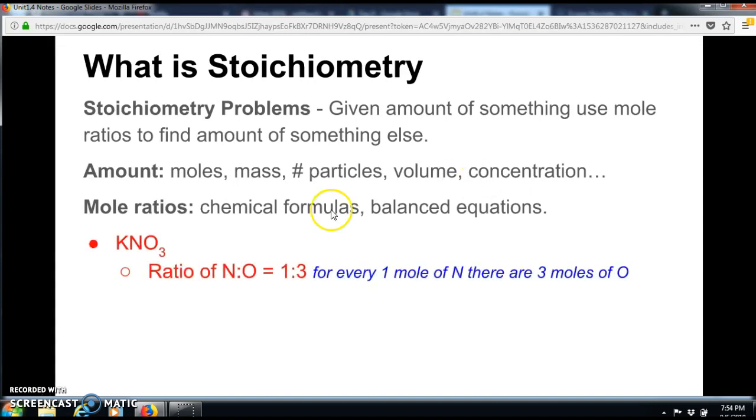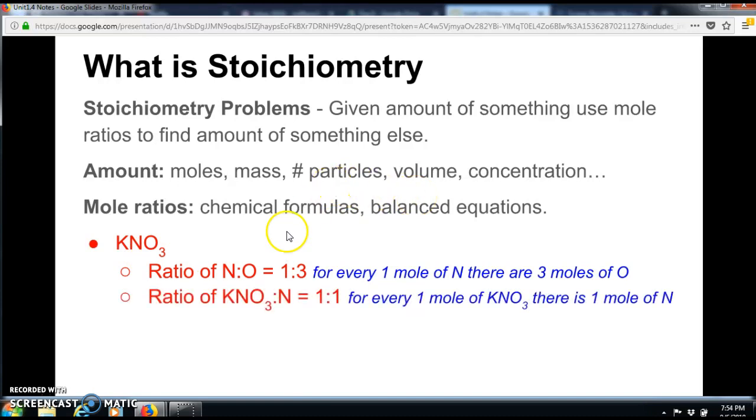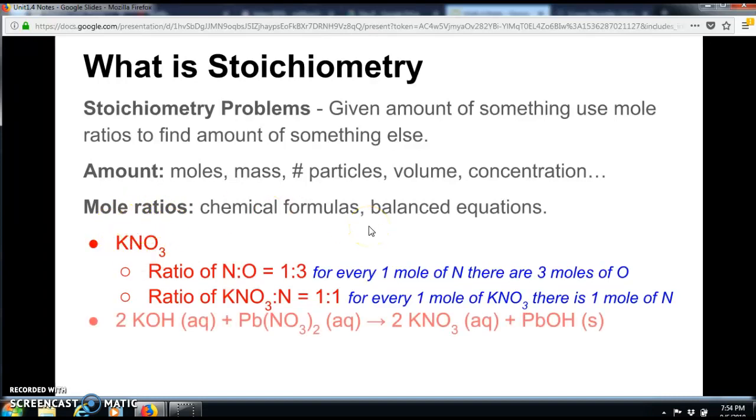If you have something like potassium nitrate, KNO3, you can tell from the subscripts that the ratio of nitrogen to oxygen atoms is 1 to 3. You can also tell from the subscript that for every mole of KNO3 you would only have 1 nitrogen atom. So every mole of this entire compound, you would only have 1 nitrogen atom. So that's a 1-to-1 ratio.